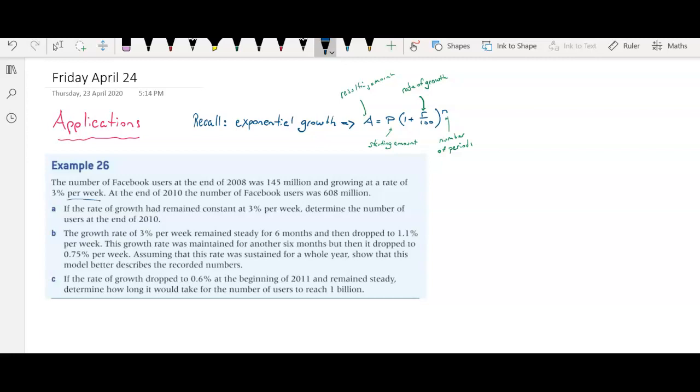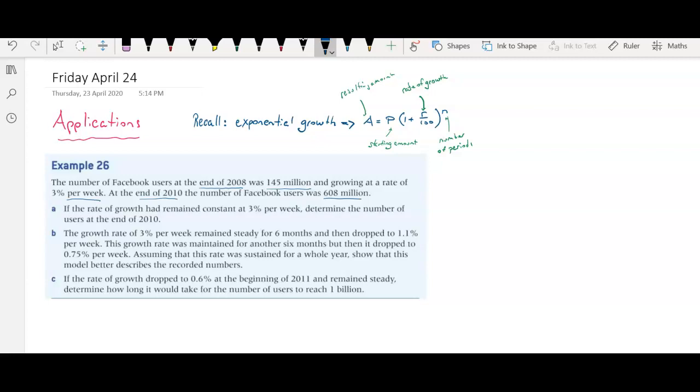At the end of 2010, the number of Facebook users was 608 million, started at 145 million. It's not a bad idea when you're doing a test to do this sort of thing, just to pull out the important features. End of 2010, from the end of 2008. So that's a 2-year period.